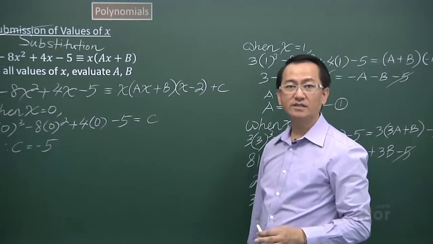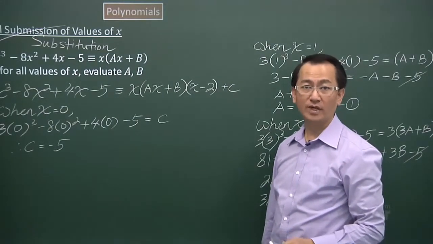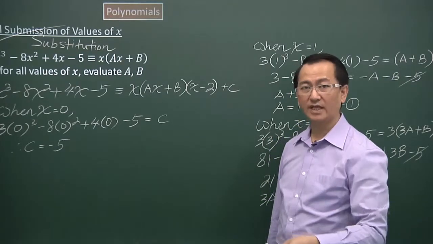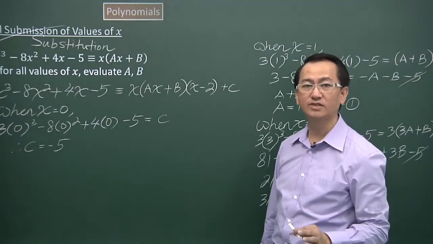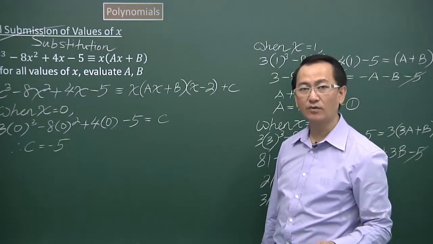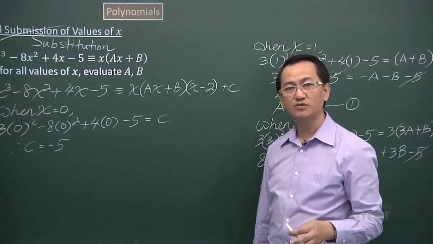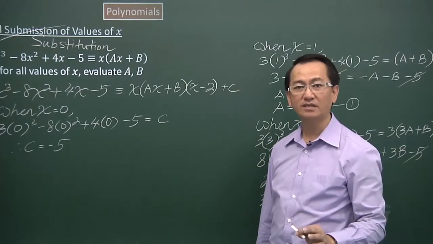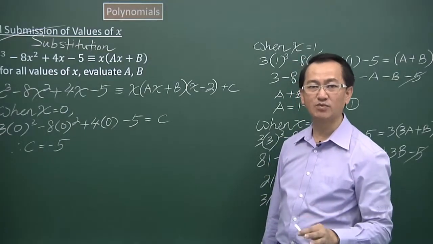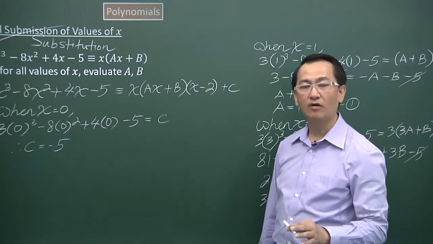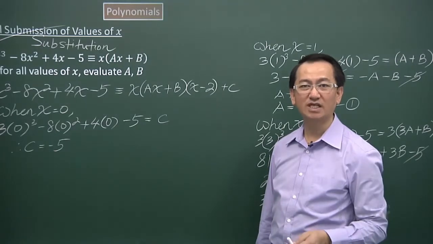So for comparison of like terms, there are actually 3 ways. But to think it simply, the 2 major ways are substitution of special values of x, the other one, comparison of like terms. Under comparison of like terms, we can have just comparison by simply expanding fully the expression on the right hand side, or by selective comparison. So we have come to the end of this particular video segment.